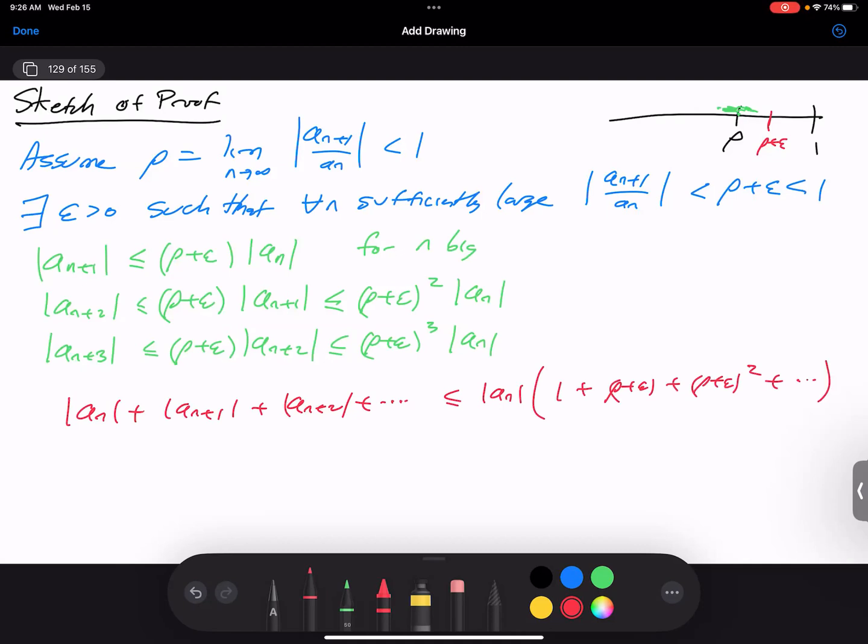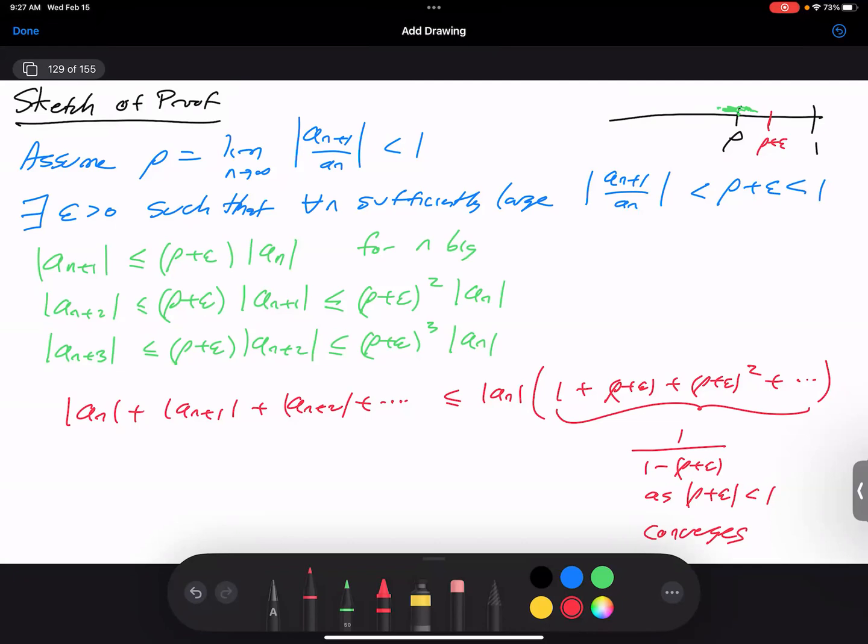Well, what do we know about this? What kind of sequence or series is this? Geometric. And we know that this is equal to 1 over 1 minus (rho plus epsilon), and as rho plus epsilon is less than 1, it converges. So we just showed that if you start with a big N and add the absolute values of all the terms from that point onward, you're going to get something that converges.